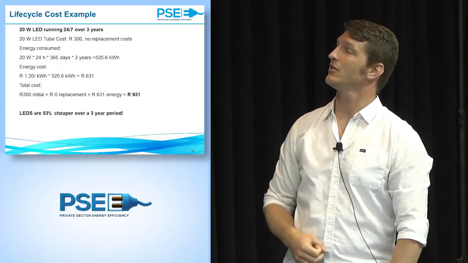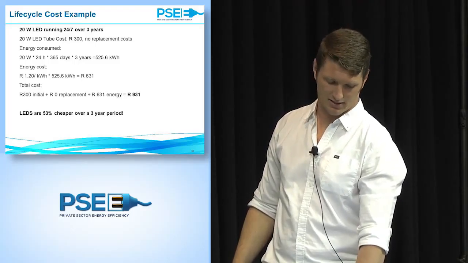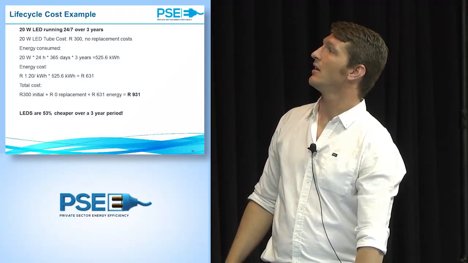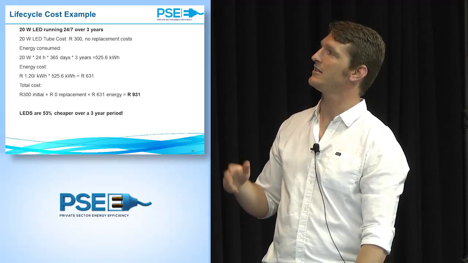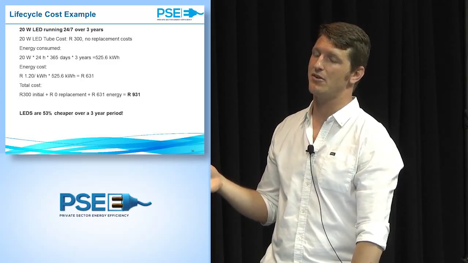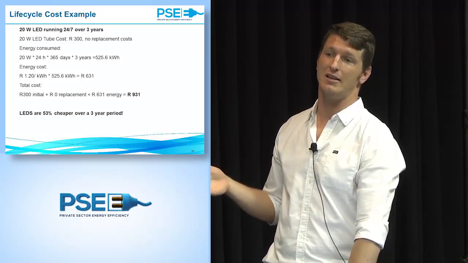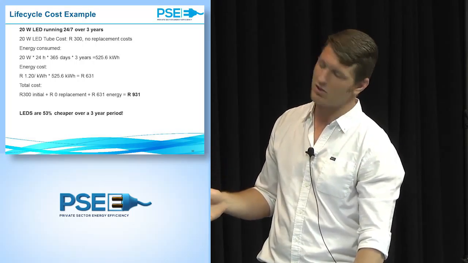Now let's look at the life cycle cost of the LED light. So that's a cost of 300 Rand plus expected lifespan. Let's see, it's greater than 25,000 hours. So we're assuming that we're not going to replace it within 3 years. If you're installing LED lights, then you're probably getting a guarantee for at least 3 years on it anyway. So there's no replacement cost.